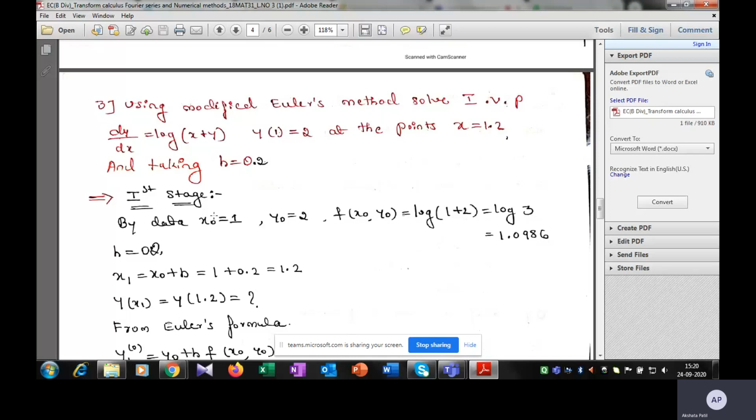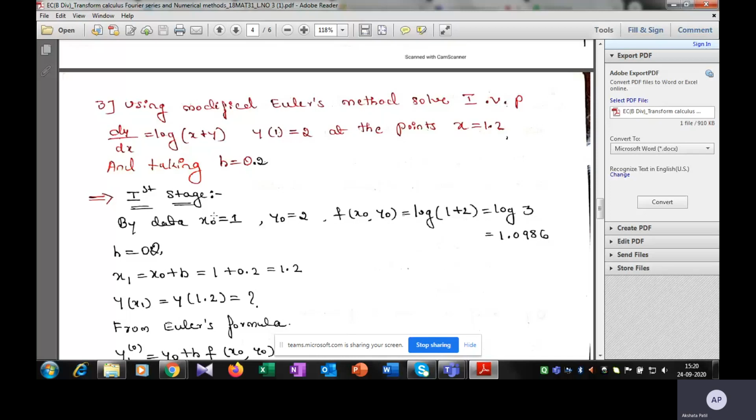comma y naught means in the given differential equation, x is considered as x naught and y is considered as y naught. So f of x naught comma y naught equals log of x plus y. x means x naught, that value is 1, plus y is y naught, that value is 2. So 1 plus 2 is log of 3. So the log of 3 value is 1.0986. By using the calculator, you should press ln of 3, because here they have given log to the base e.